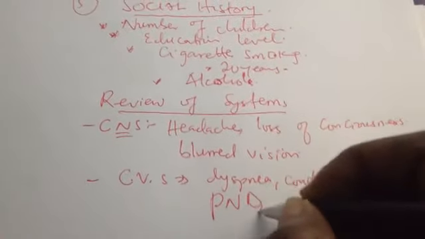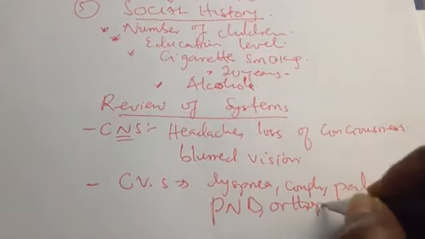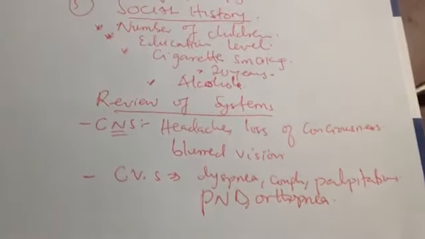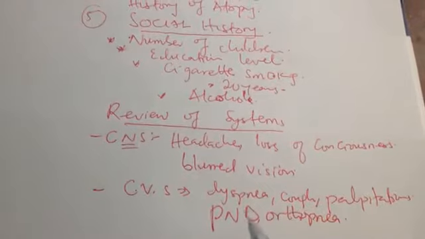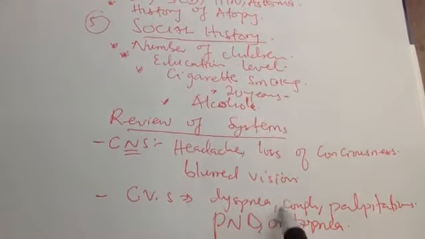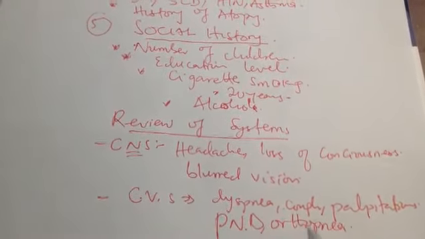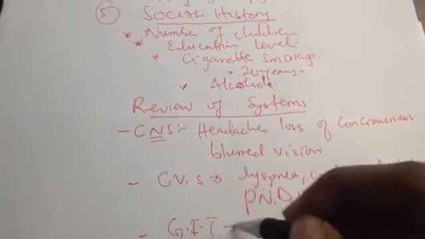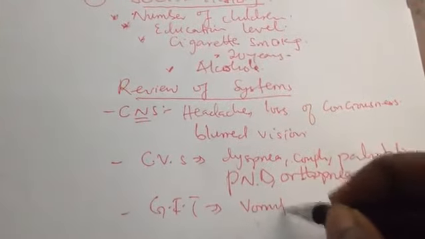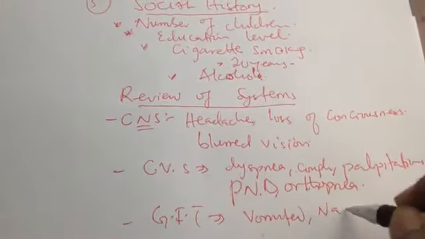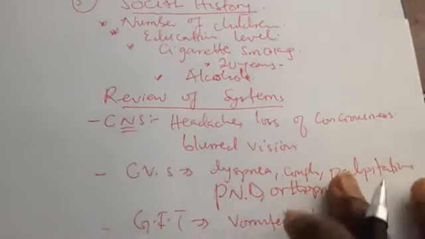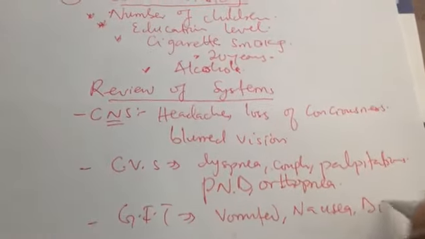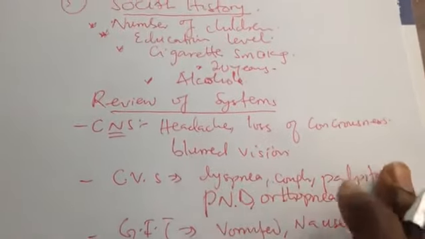And then you will ask him about paroxysmal nocturnal dyspnea. You will ask him about orthopnea. Dyspnea, cough, paroxysmal nocturnal dyspnea and orthopnea are associated with heart failure. So you have to ask him also about GIT symptoms, like have you ever vomited recently, vomiting, nausea, and so on and so forth, like abdominal pain, diarrhea. You have to ask him all this actually.